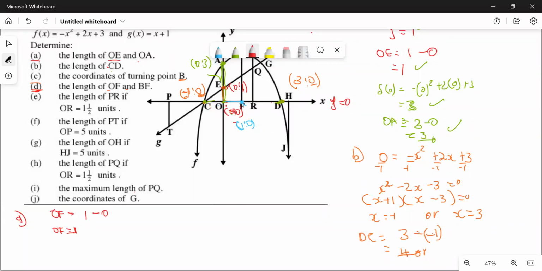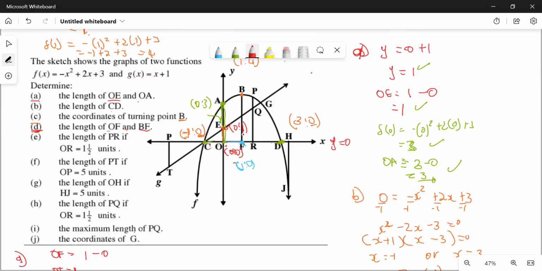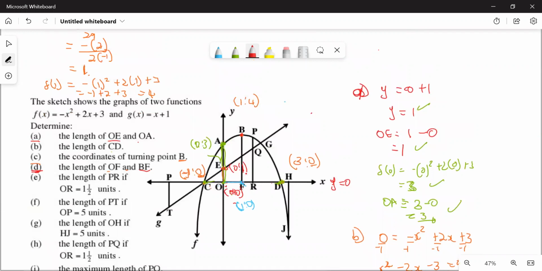Okay, what else do they want? They say determine the length of BF. So let's go and check where B and F are again. We have B here again. We have F here. Now, what are the coordinates of B and F?